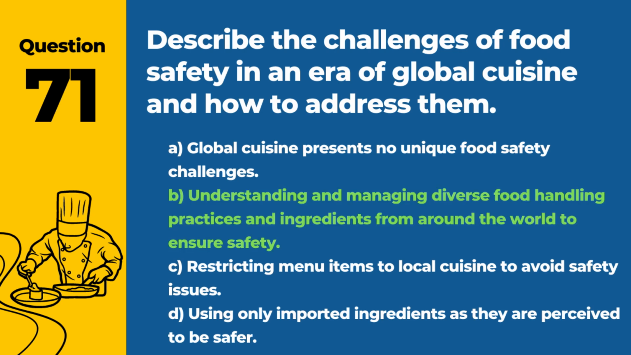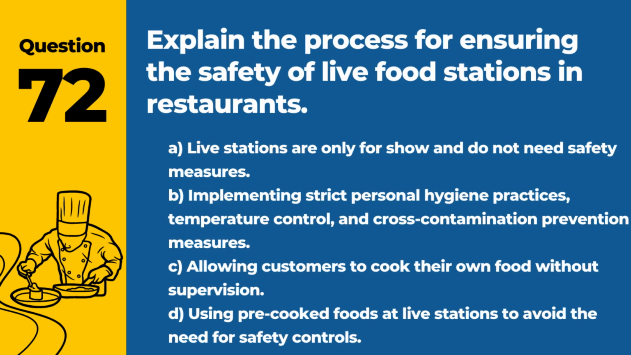Answer: B. Understanding and managing diverse food handling practices and ingredients from around the world to ensure safety. The diversity of global cuisine introduces varied food safety considerations, requiring knowledge and careful management of ingredients and preparation techniques to ensure safety. Question 72. Explain the process for ensuring the safety of live food stations in restaurants.